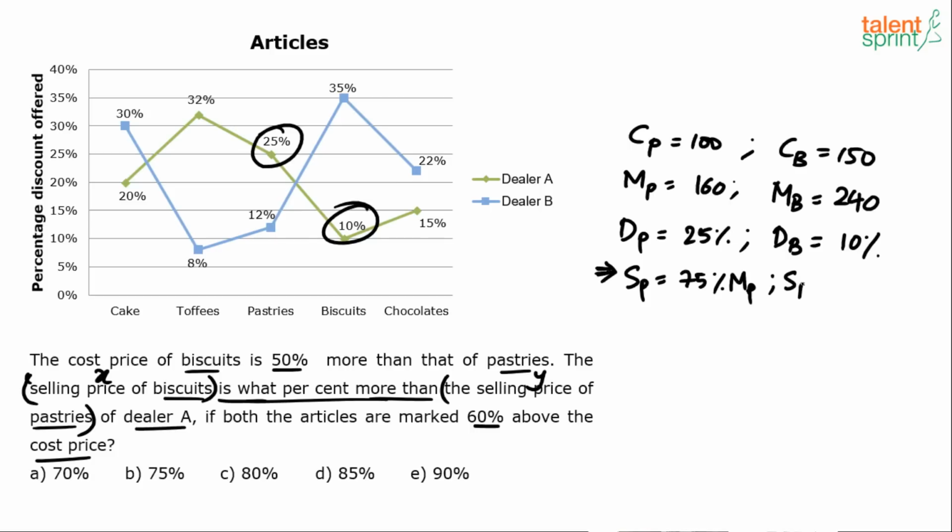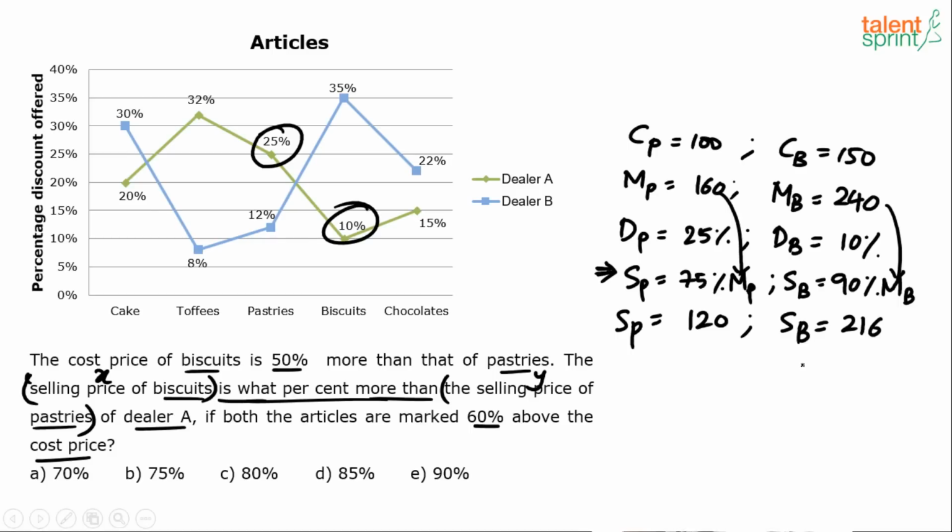Similarly, what is the selling price of biscuits here? Discount is 10%, selling price will be 90%. 90% of what? The mark price of biscuits. Do the calculation. 75% of 160, 90% of 240. Now 75% of 160 is 120 rupees. Selling price of pastries is 120. Selling price of biscuits, 90% of 240, will be 216 rupees.